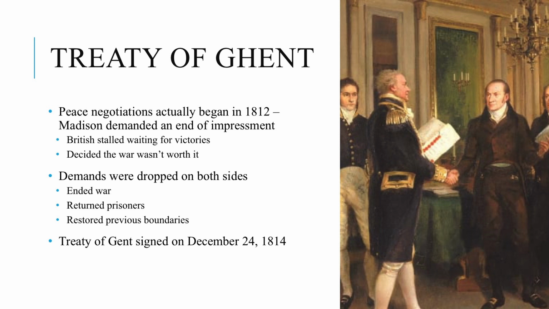At the beginning of negotiations, both sides had high demands. However, as the war dragged on, the demands began to be dropped. The Treaty of Ghent ended the war. It returned prisoners from the war, and it restored the previous boundaries between the two countries. Basically, the war would end exactly where it had started. The treaty also required that the United States give back Native American lands. However, the United States did not do this. The treaty was signed on December 24th, 1814.